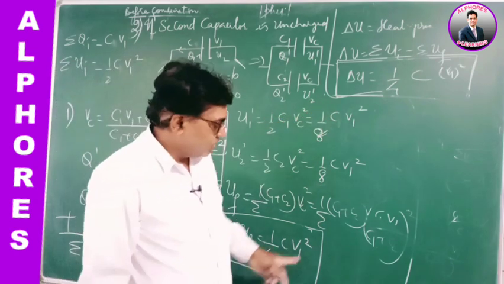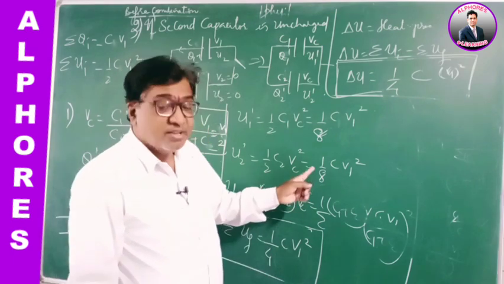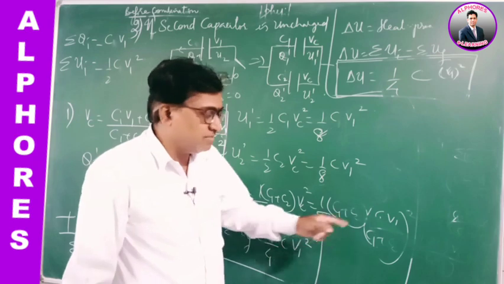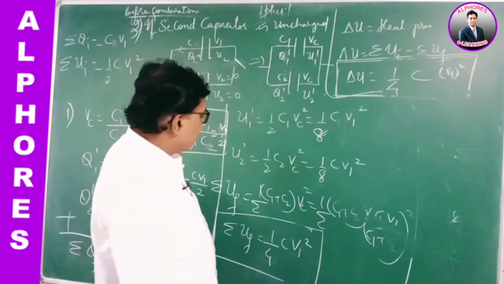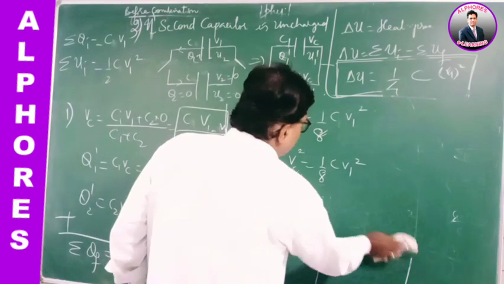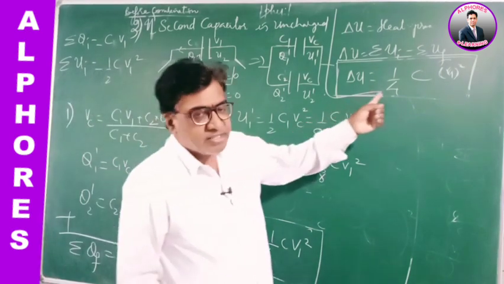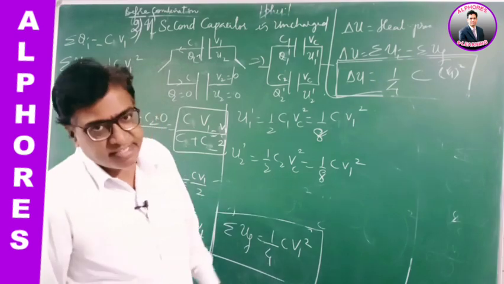The total energy is 1 by 8 CV1 square, and 1 by 8 CV1 square for the second one, and the total final energy will be 1 by 4 CV1 square. A very important case to remember, right?